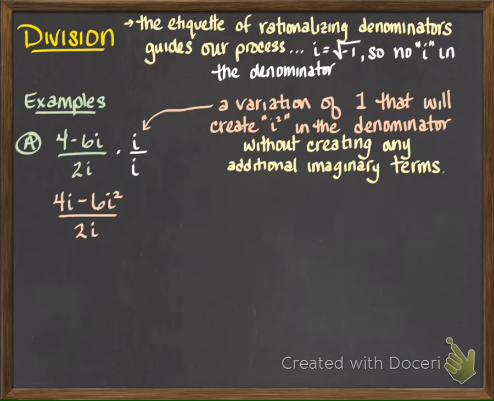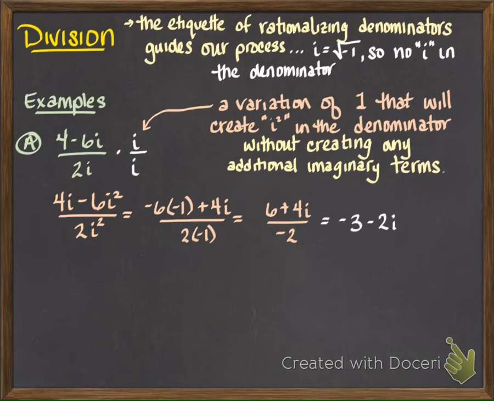Distribute in the numerator, 4i minus 6i squared. Well, at this point, we should know that i squared is -1, so -6 times -1 plus 4i, and 2 times -1 in the denominator. This is technically value-wise the same, but because we're working with complex numbers, we want to represent it in a plus bi form. We'll divide everything by -2. -3 minus 2i, final answer.